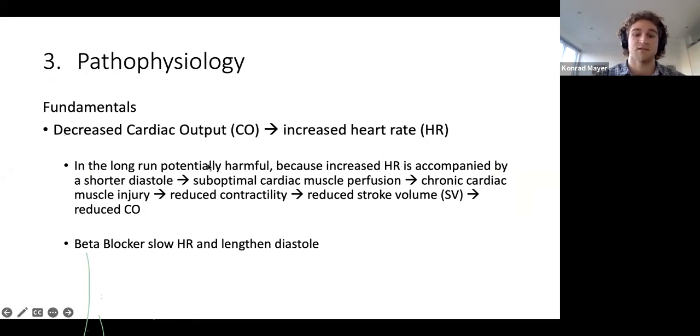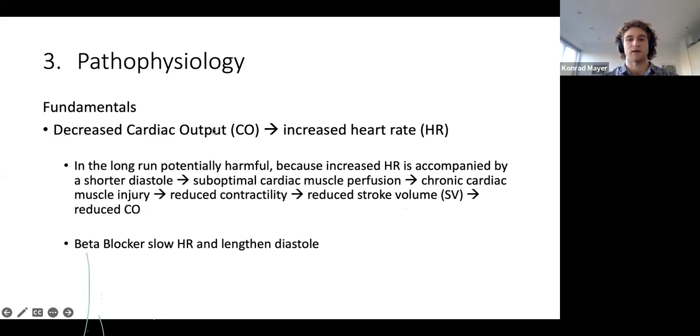In the long run, this increase of heart rate is potentially harmful, because increased heart rate is accompanied by a shorter diastole. And the heart muscle itself is perfused in the diastole. If our diastole is too short, there's too little time for the heart muscle to be efficiently perfused and nourished. So we have suboptimal cardiac muscle perfusion, and this leads to chronic cardiac muscle injury, which leads to reduced contractility, reduced stroke volume, and reduced cardiac output.